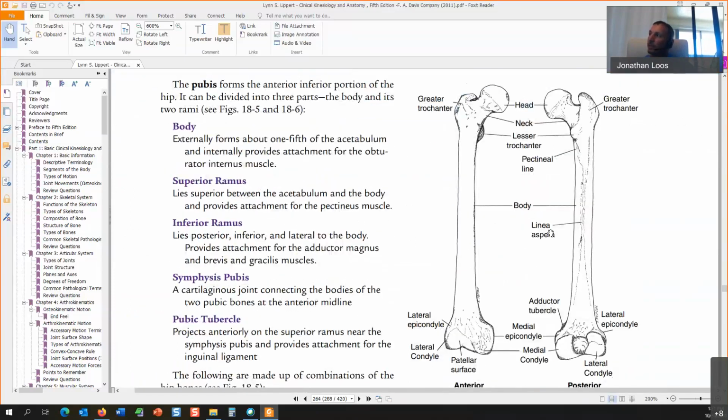This linea aspera here is on the posterior aspect, the back of the leg. Now just follow me for a second. This is the back of the leg, but it's where most of the quadriceps muscles originate from. So the quadriceps, we always think of as an anterior muscle, but they actually start from behind and wrap around to the front of the femur and then come down to a central tendon, the patellar tendon in the knee. So this usually confuses some students.